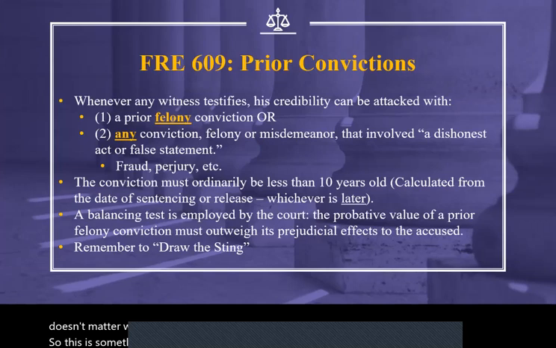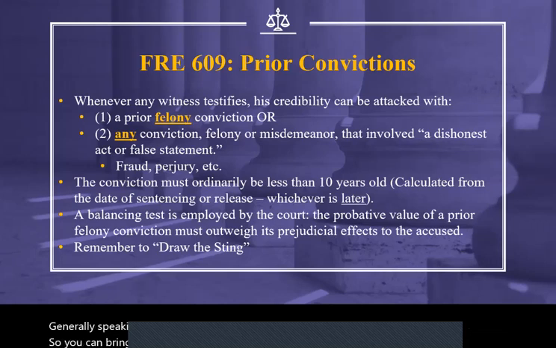So it brings us to Federal Rule of Evidence 609, prior convictions. Whenever any witness testifies, his or her credibility can be attacked with one, a prior felony conviction, or two, any conviction, whether it was a felony or misdemeanor, that involved a, quote, dishonest act or false statement. And generally speaking, it has to be less than 10 years old. So you can bring in a felony if it's less than 10 years old.